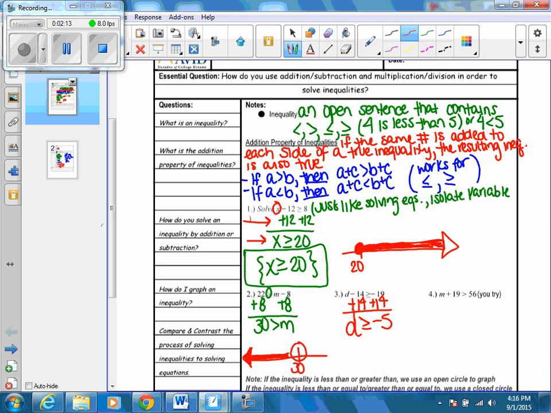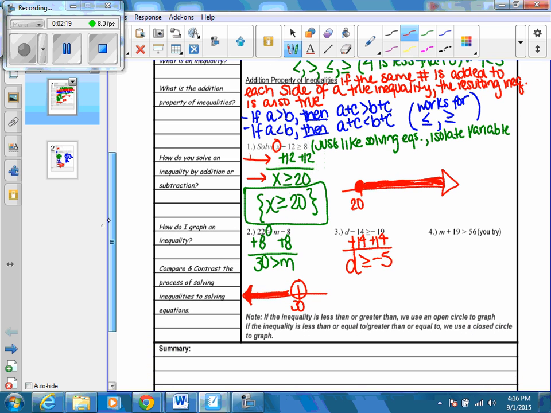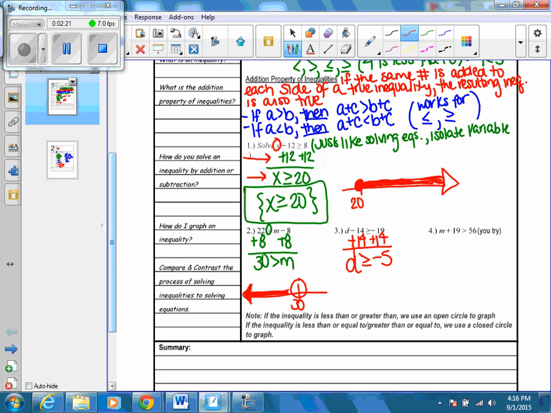Also, when I'm talking about this stuff, I have to make sure that I understand what it means to graph. If I look at this bottom note, it says if the inequality is less than or greater than, we use an open circle to graph the inequality on a number line. If the inequality is less than or equal to or greater than or equal to, we have to use a closed circle to graph. So looking back at example 1, my answer says greater than or equal to, so I'm going to have a closed circle.